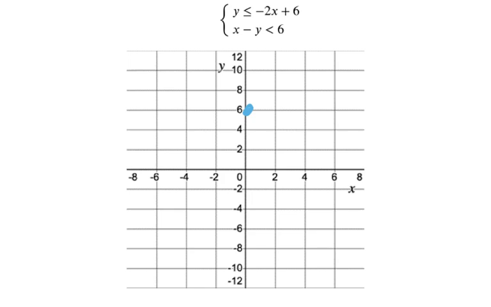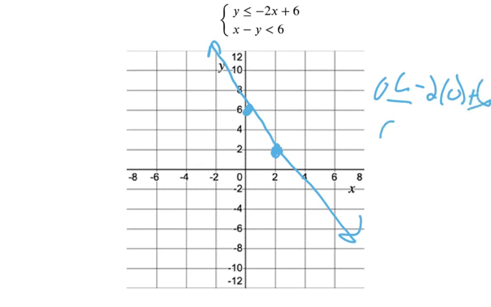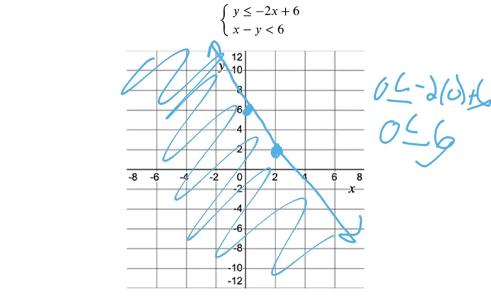If I plug in 2 for x, that's going to give me negative 2 times 2, which is negative 4, plus 6, which is going to give me positive 2. So it tells me that 2 is there. It's less than or equal to, so that's going to be a solid line. So we could actually go and connect our line, make it look something like this. Okay. Now for our next one, well, actually, let's shade it first. So we want less than or equal to. So let's test a point. Let's test 0, 0. So 0 is less than or equal to negative 2 times 0 plus 6. 0 is less than or equal to 6. That's true. So we're going to shade this side here.